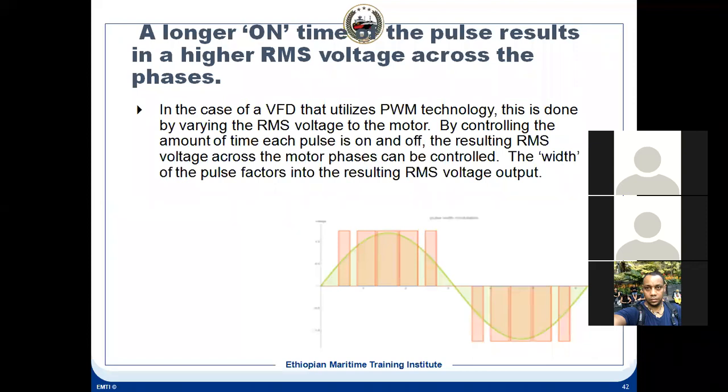So here what we are doing, we are controlling the voltage. In a VFD, you have V by F control. If you have to increase the voltage, you have to increase the frequency. If you have to decrease the voltage, decrease the frequency. So how do you control the voltage? This voltage is the RMS voltage. In case of a VFD, it uses pulse width technology. This is done by varying the RMS voltage to the motor. By controlling the amount of time each pulse is on and off, the resulting RMS voltage across the motor phase can be controlled. So the width of the pulse results in the RMS voltage.